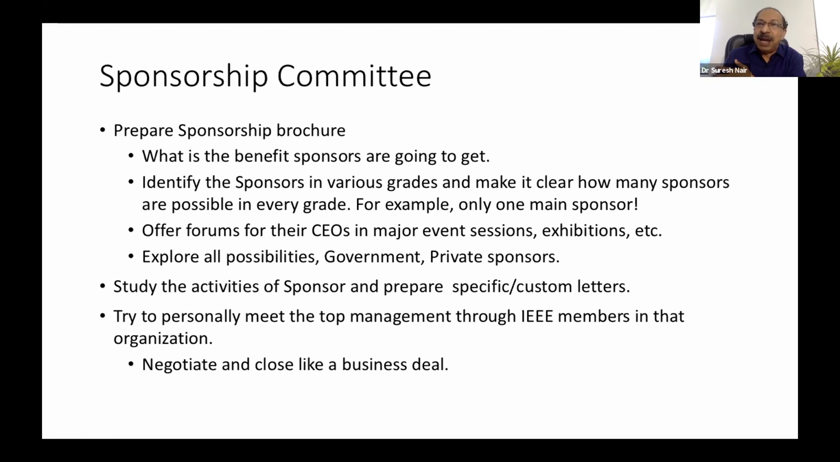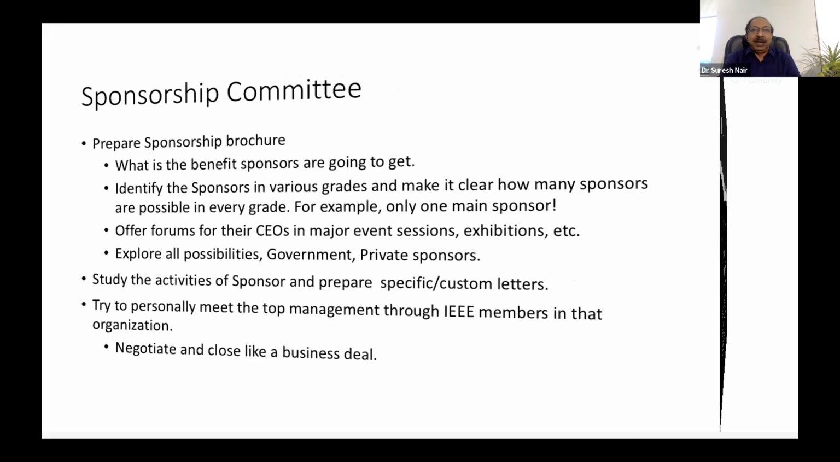For example, if somebody is a manufacturer, you cannot tell them that I will give a lot of manpower and things like that. You have to put it in some other way. And also try to meet the top management. IEEE leaders are occupying very good positions, and they will give respect to our request also. And also, you have to negotiate, because when you say platinum is 10 lakh, they may say, okay, I have only 7 lakhs. So you have to negotiate with them and come to some conclusion.